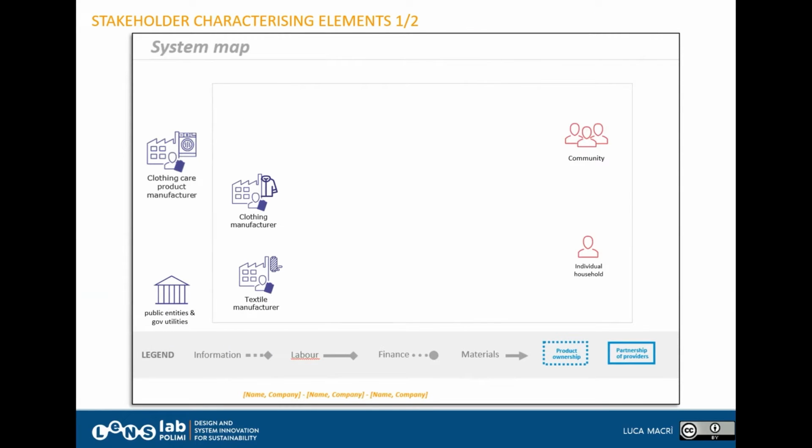For example, you have your customers inside, who are obviously important stakeholders. You have maybe the clothing manufacturer; the textile manufacturer is quite important for the system that you have designed. Outside, you could have something that is connected but not so crucial, like public entities or clothing care product manufacturers. So that's how it works. So you see icons. How are these icons structured? You see that there is the main icon and a descriptive text. It's quite important to give a better definition of what you're seeing.